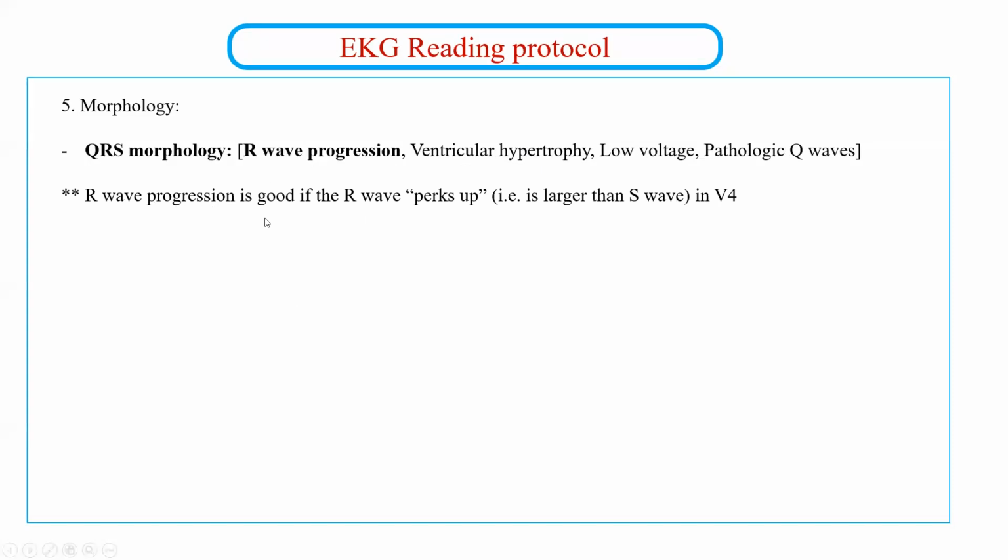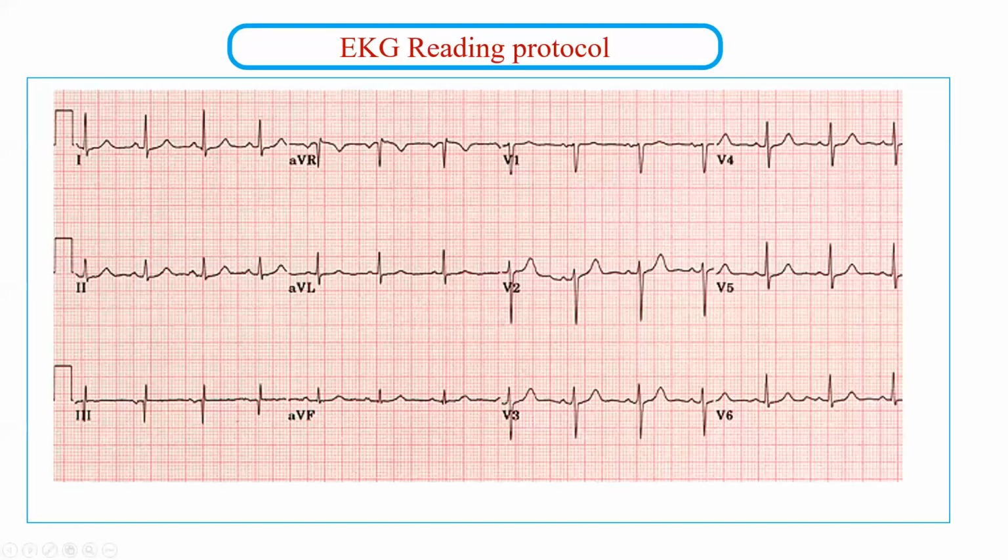R wave progression is good, so we can say this is a good R wave progression if the R wave perks up, meaning that it competes or beats the S wave in lead V4. Okay, so if the R wave is longer than the S wave in V4, this is a good R wave progression. Okay, let's look at this EKG.